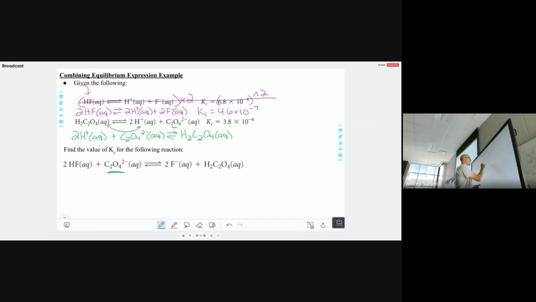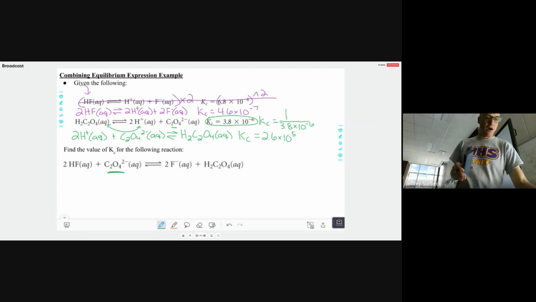Because I flip-flopped my equation, my K is going to change. To find my new value of K, I'm going to take the inverse of my original value. So Kc is now equal to 1 over 3.8 times 10 to the negative 6. I take 1 divided by, parenthesis, 3.8 times 10 to the negative 6, and when I press enter, I get 2.63, which rounds to 2.6 times 10 to the 5th. So my value of K here is 2.6 times 10 to the 5th.